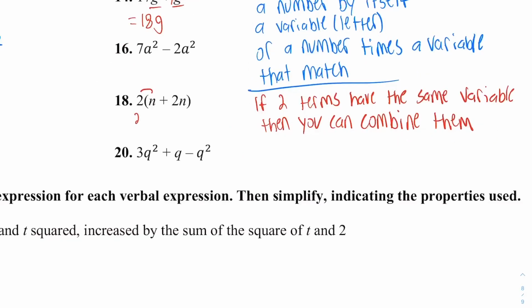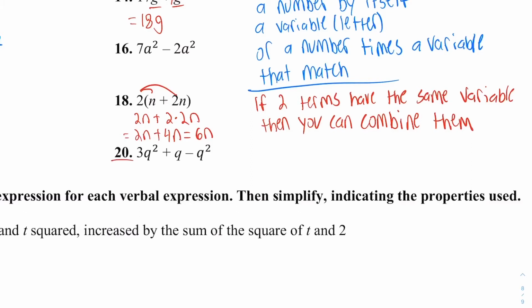We should do 2N plus 2 times 2N, which makes 2N plus, if you have two numbers that are multiplying, you just multiply the numbers and keep the letter the same. 2N plus 4N makes 6N's.